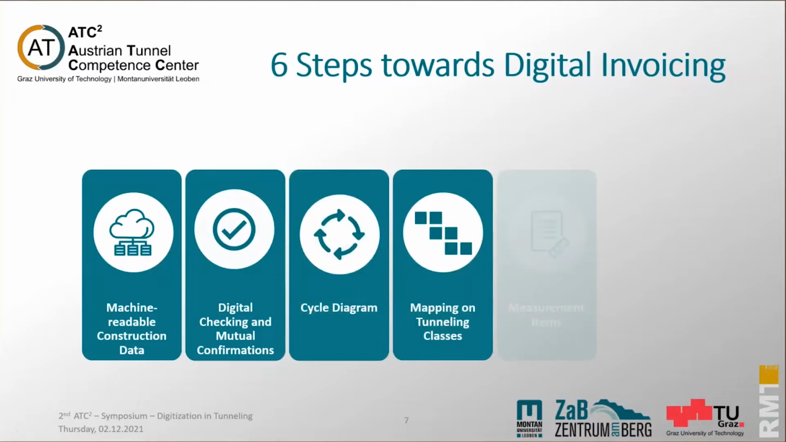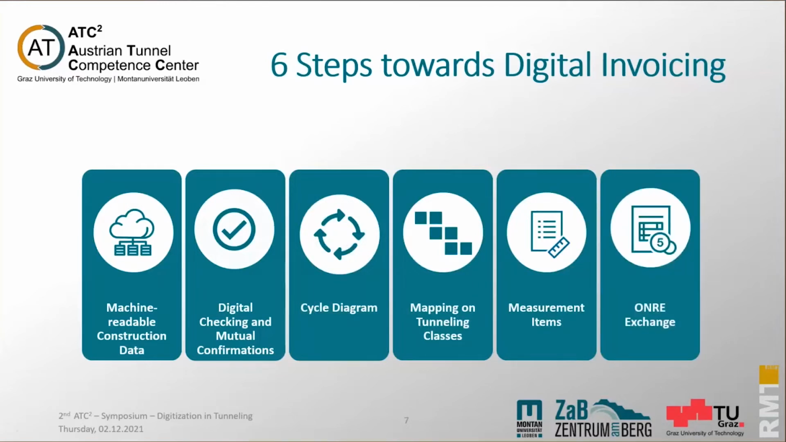Then, in the defined billing periods, which is normally at our construction projects 1 month, the measurement items are generated in a measurement sheet and can be transmitted via ONRE data file. This is the Austrian standardized data file for measurement sheets. And we can put this information into our construction ERP systems, like you probably know, ABK, I2, or Nevaris BIM. And this would be the 6 steps for the digital invoicing process.